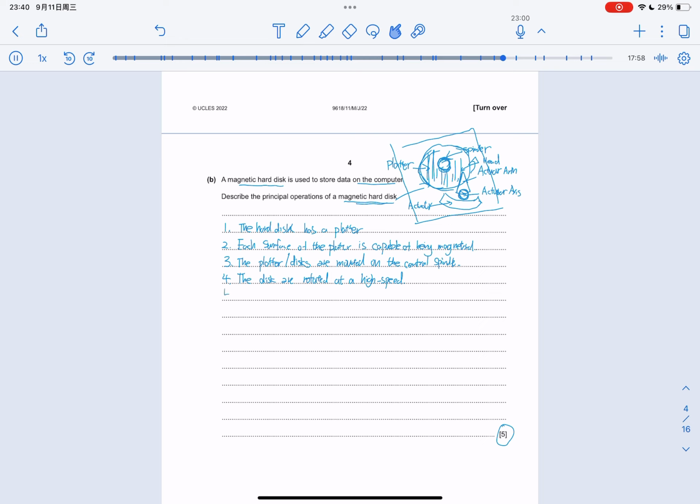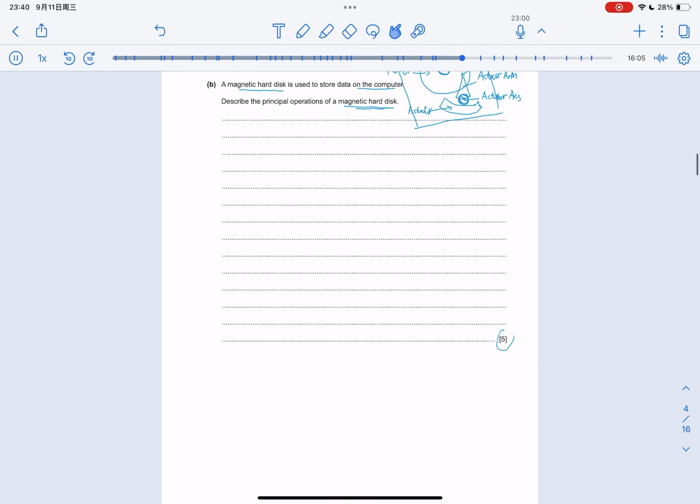Okay, we just need one more point. And for this disk, the movement of this actuator arm is actually controlled by the electronic circuits. So we write it down: electronic circuit controls the movement of the arm. Okay. Yeah, we got all the 5 points.